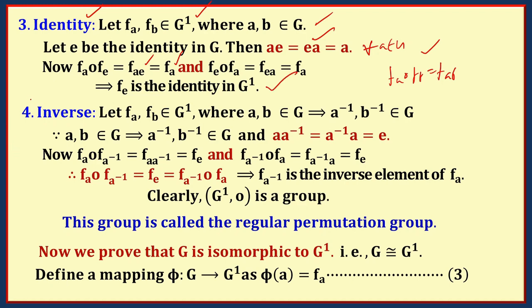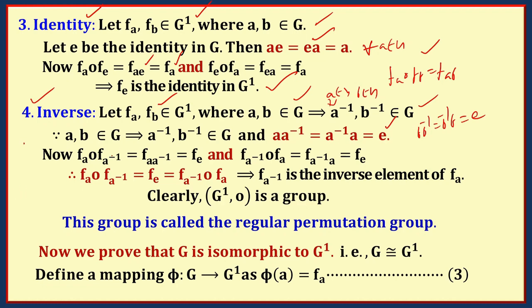Fourth one is inverse. Take two permutations f_a, f_b belonging to G', where a, b belong to G. Since G is a group, every element in G has a multiplicative inverse. a belongs to G gives a inverse belongs to G, and b belongs to G gives b inverse belongs to G. By the inverse property, a inverse a is equal to e, and b inverse b is equal to e, where e is the identity element.